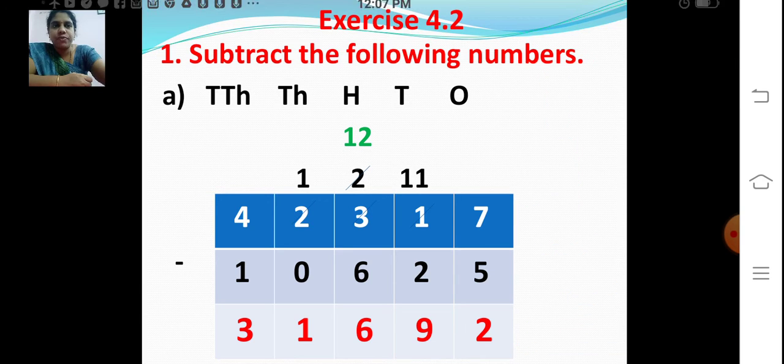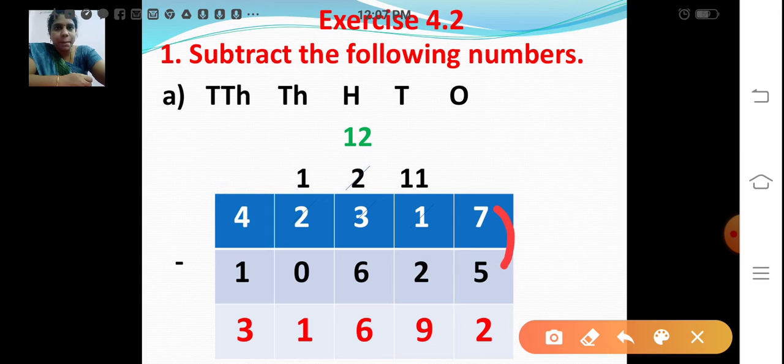First you have to start with the ones place. So 7 minus 5 is 2. Now subtract 1 minus 2. That is not possible. So I am borrowing 1. So this will become 11. 11 minus 2 is 9. Now this will become 2. The hundreds place will become 2.